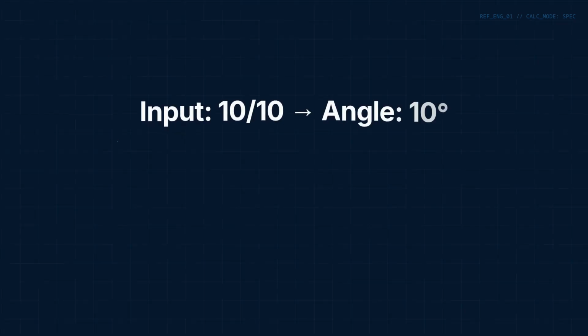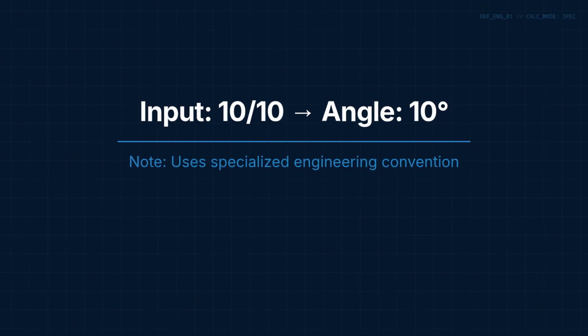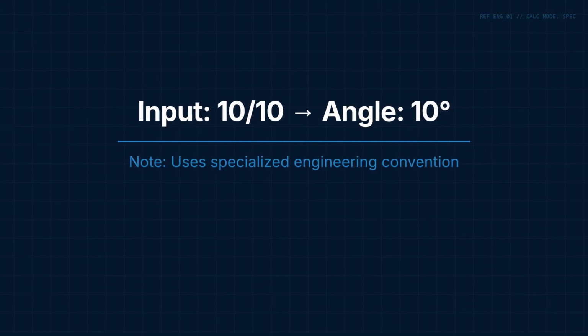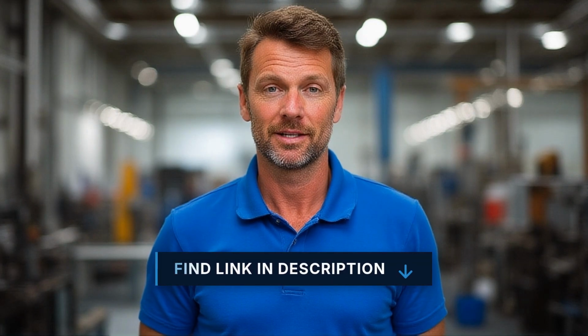Notice that when we input equal rise and run values of 10, the resulting angle is 10 degrees, not 45 degrees as you might expect, because this calculator uses a different input convention. This tool streamlines slope calculations for engineering applications.